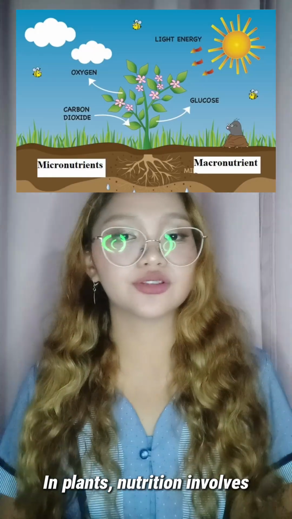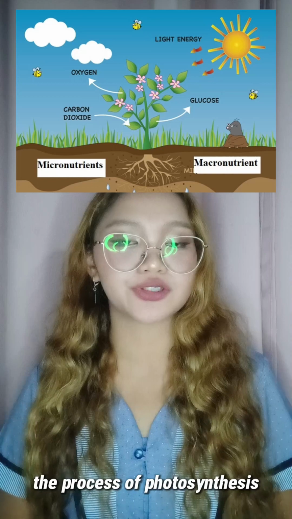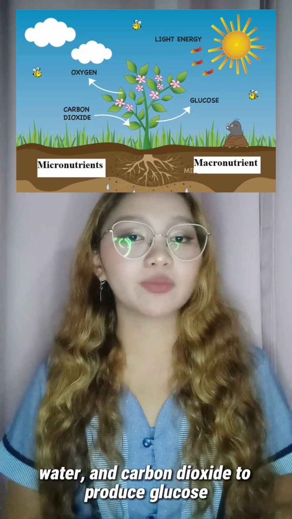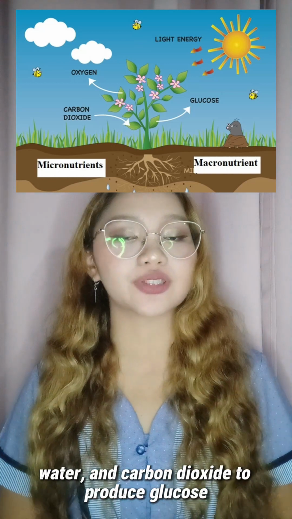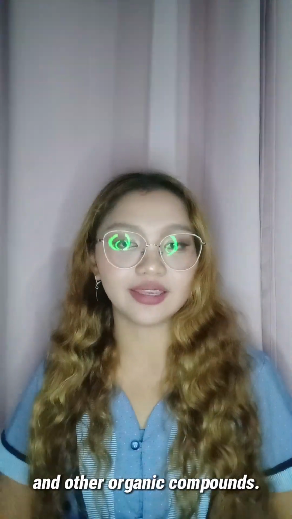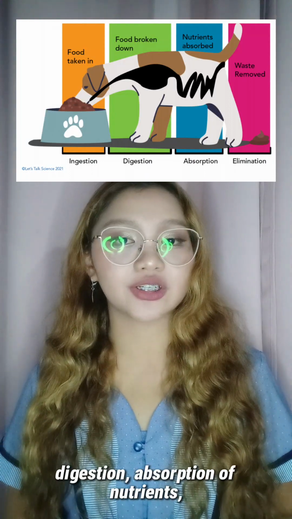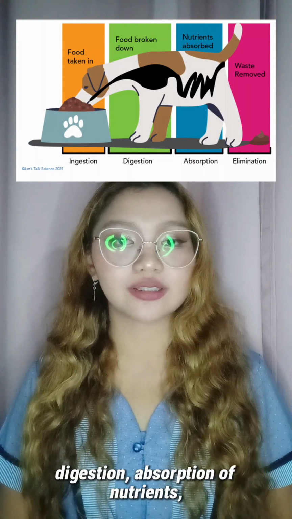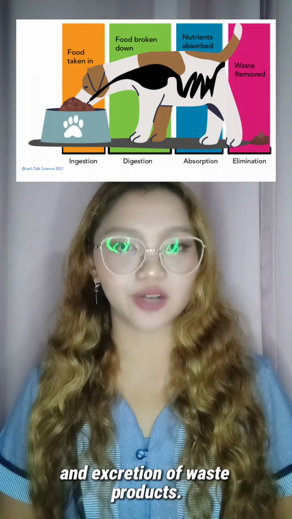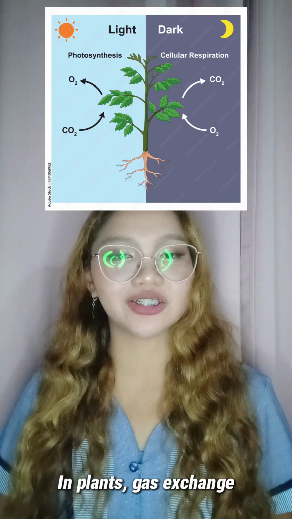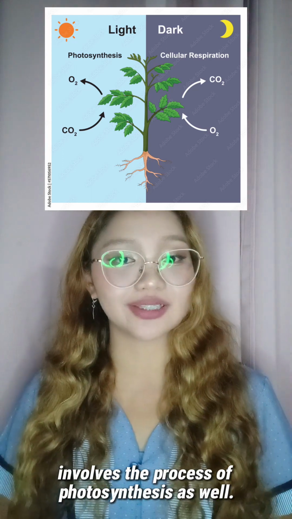In plants, nutrition involves the process of photosynthesis, in which plants use sunlight, water, and carbon dioxide to produce glucose and other organic compounds. In animals, nutrition involves the ingestion of food, digestion, absorption of nutrients, and excretion of waste products. In plants, gas exchange involves the process of photosynthesis as well.